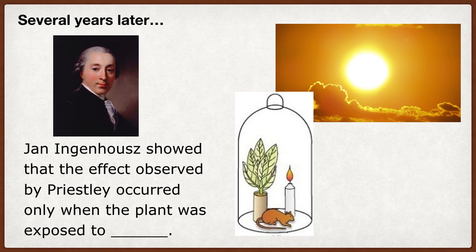So as you can see, both Priestley and Ingenhousz confirmed that oxygen is produced by plants. Now, what Ingenhousz contributed was that this only happens when the plant is exposed to light. So sunlight in this case is an essential part for a plant to be able to produce that oxygen gas.